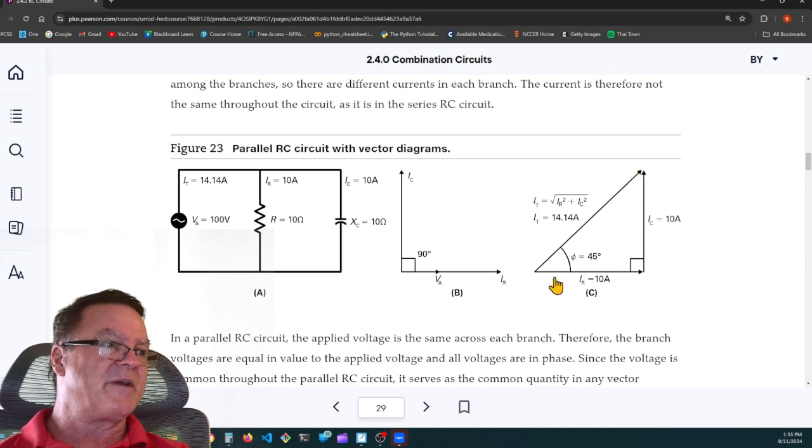So that's what they're doing here. They're making a current triangle. 10 amps through the capacitor and 10 amps through the resistor, and 14.14 amps total in the circuit.